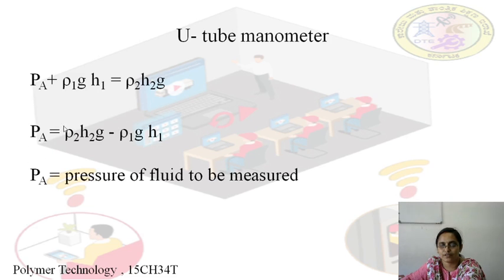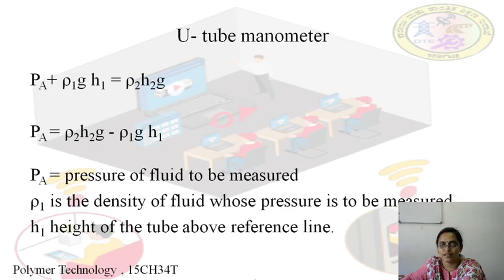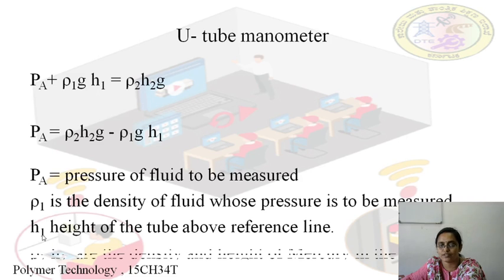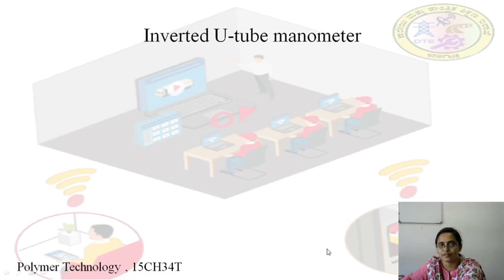P is the pressure of the liquid to be measured. Rho 1 is the density of the fluid whose pressure is to be measured. H1 is the height of the tube above the reference line of the first liquid whose pressure is to be measured. Rho 2 and H2 are the density and height of mercury in the U-tube. That is the red part, mercury.